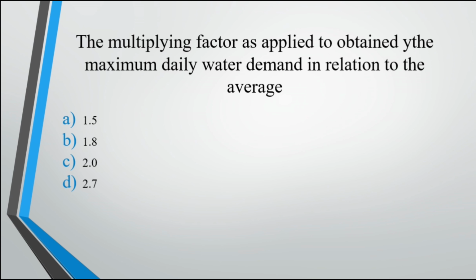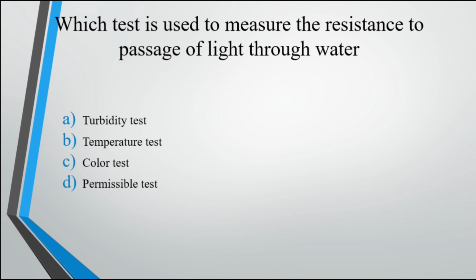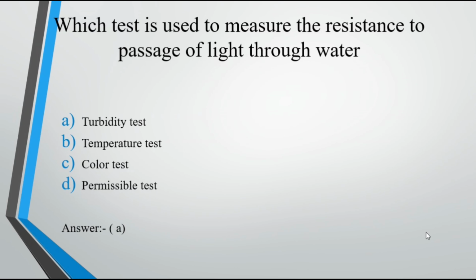Next question, the multiplying factor applied to obtain the maximum daily water demand in relation to the average. Option A, 1.5, option B, 1.8, option C, 2 and option D, 2.7. So the correct answer is option B, 1.8.